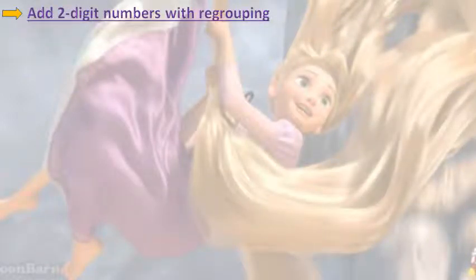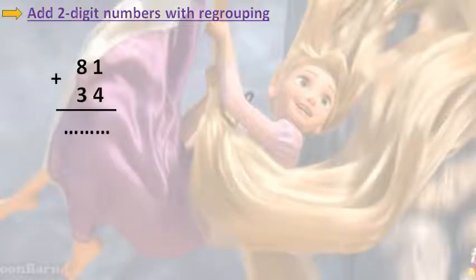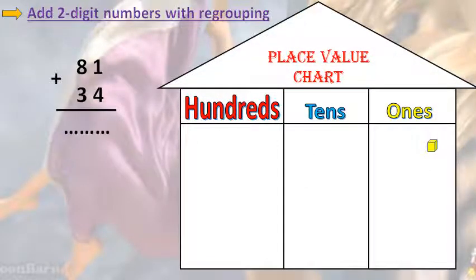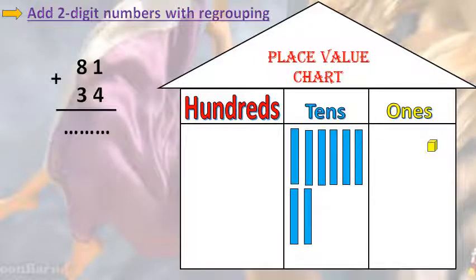We are going to add 2-digit numbers with regrouping again. If I have 81 plus 34, I'm going to go to the place value chart. Putting what first? Yes, 81. I'm going to start with the ones, so I'm going to draw 1 one. And how many tens for the first number? 8 tens. The next number is 34. Start with the ones, so put 4 ones and 3 tens.